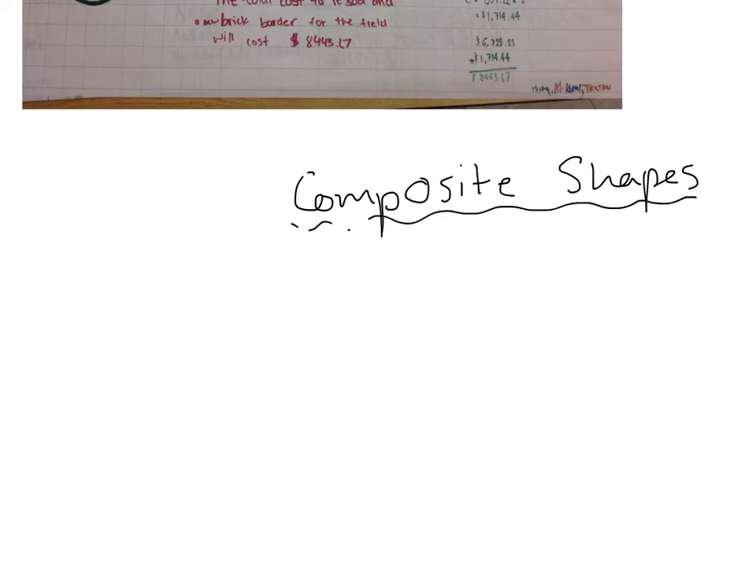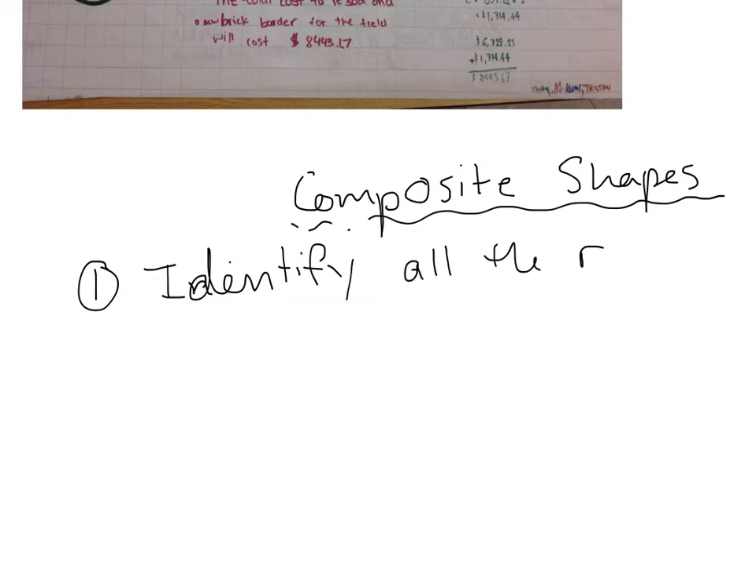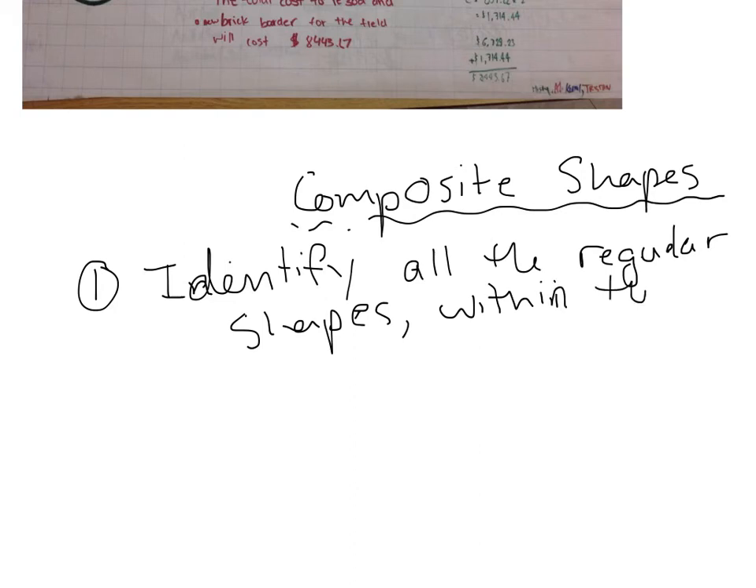We have a couple things that we look for when we want to solve these questions. First of all, we want to identify all the regular shapes. So these are the ones like circles, squares, triangles, within the object.